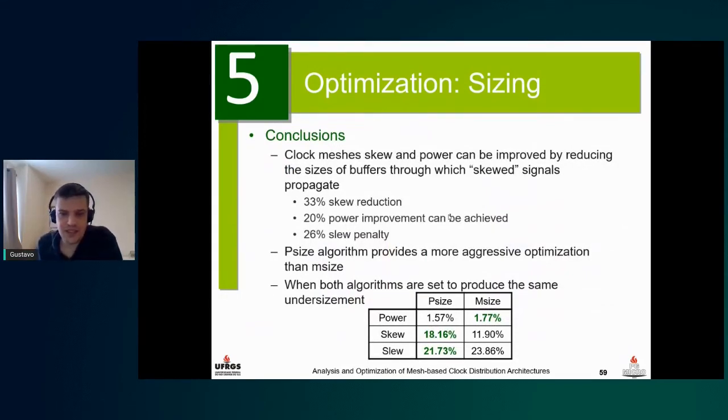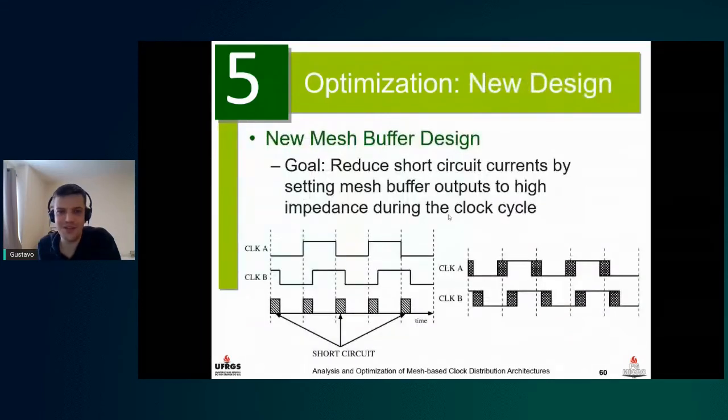So again, this is a summary. I'm really short on time, so I still have another technique to talk about. Let me talk about the new clock mesh buffer design, which is the second technique for optimizing the clock meshes.